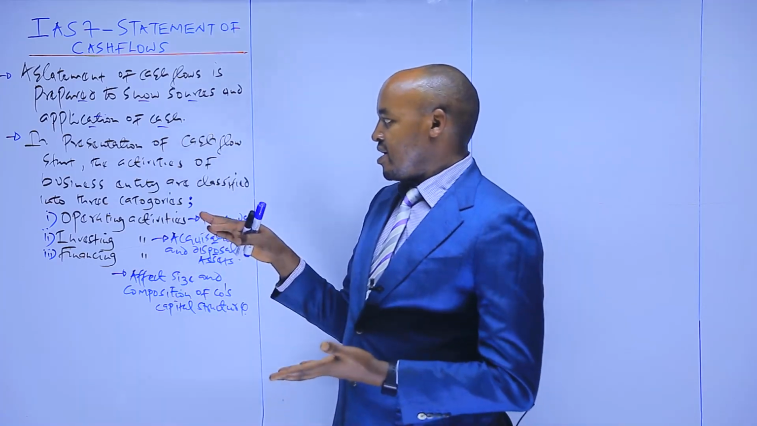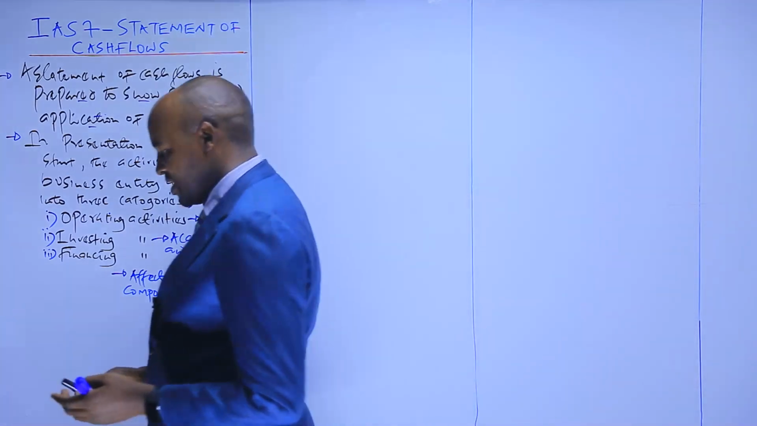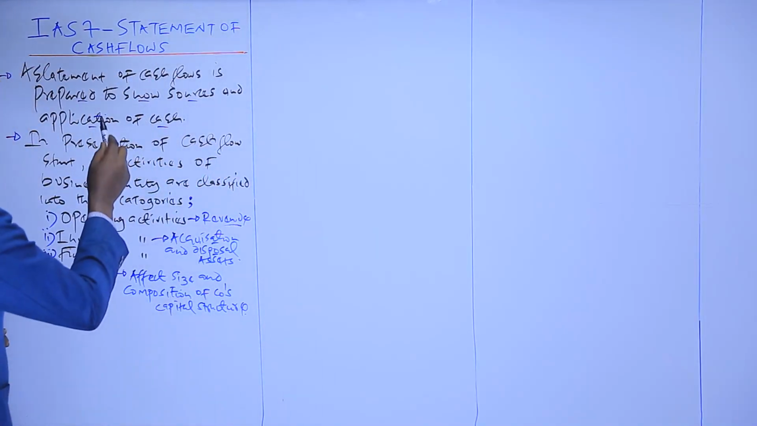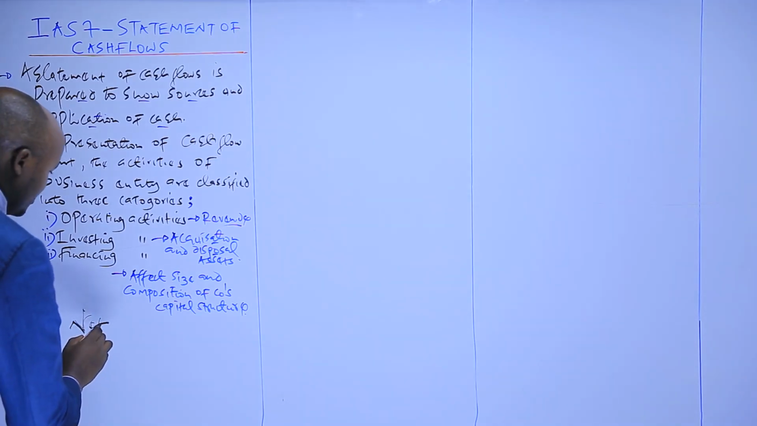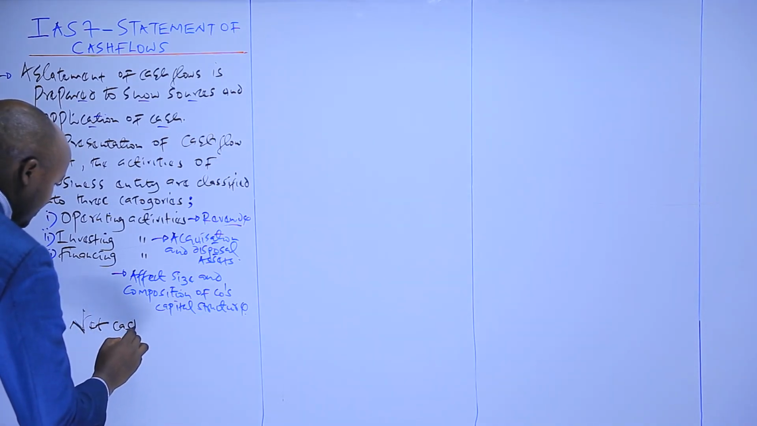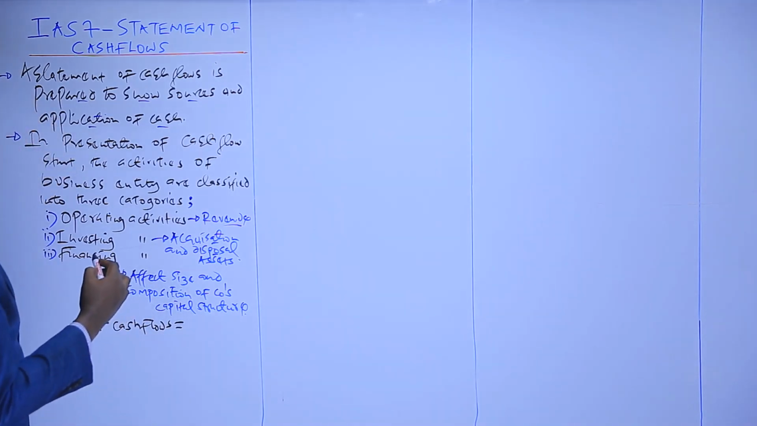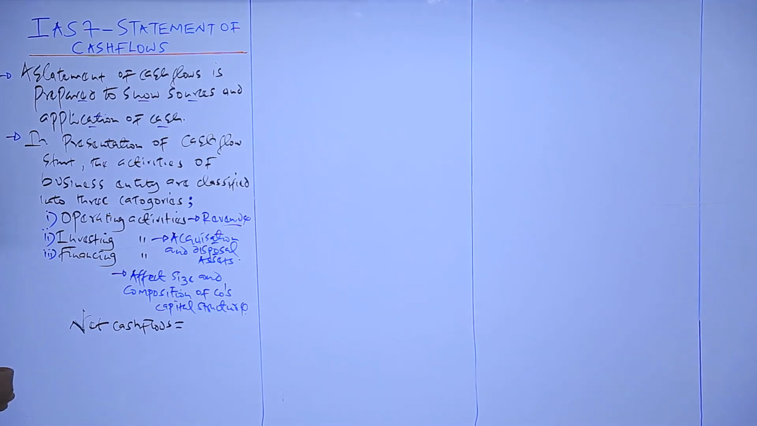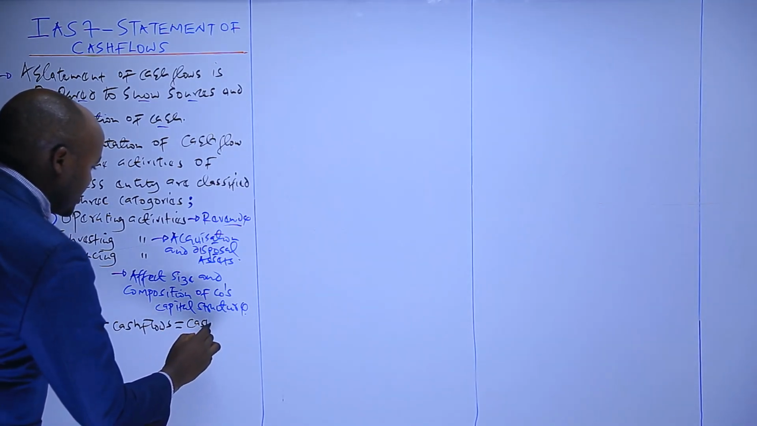And therefore, after classifying the activities into those three categories, what we do in preparing the statement of cash flows is determine what we refer to as the net cash flows from each of these three activities. How do we determine that net cash flows? We take the cash inflows.